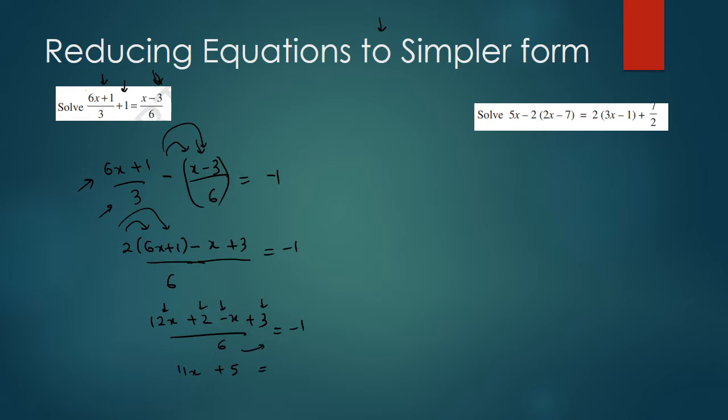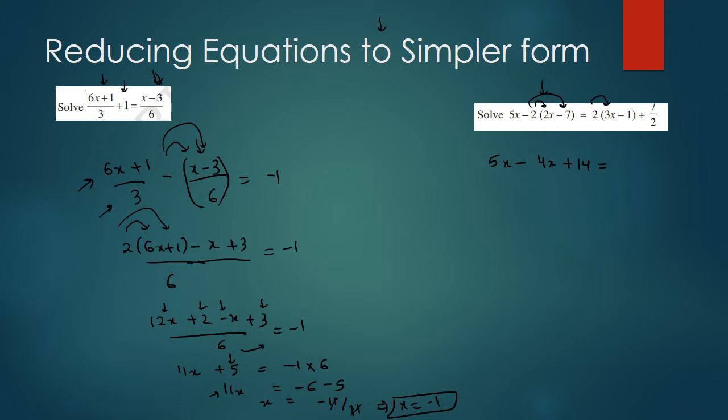This 6 will go to the right hand side, minus 1 into 6, it will become minus 6. This 5 will go on to the right hand side and become minus 5, minus minus plus, and 6 is greater, so the minus sign will be there in the answer. And when this 11, which is in multiplication, goes into division, it gets cancelled, so we get x as minus 1.